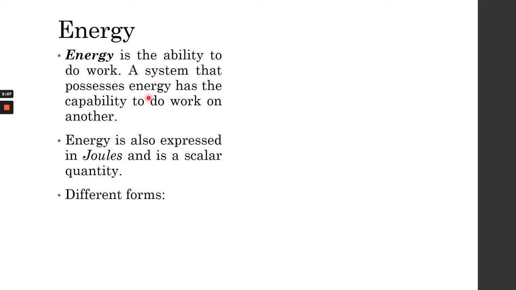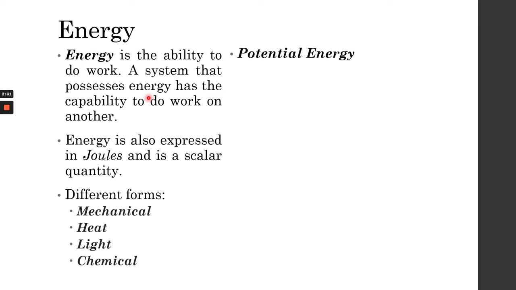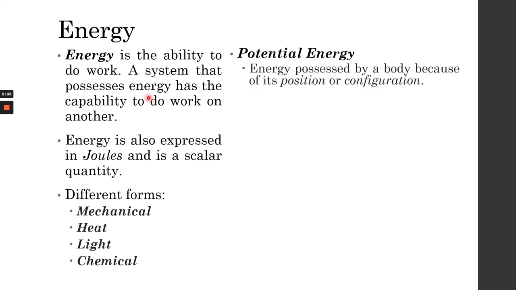And there are different types, or different forms, of energy. We have mechanical energy, heat energy, light, and even chemical energy. So we're not going to focus heavily on each of these, but we're going to focus on two examples, potential energy and kinetic energy. So let's begin discussing potential energy.